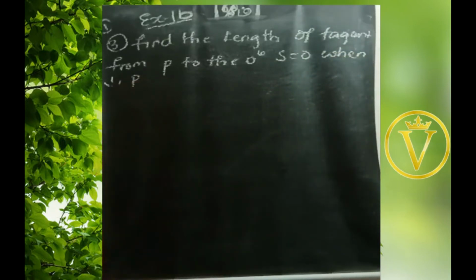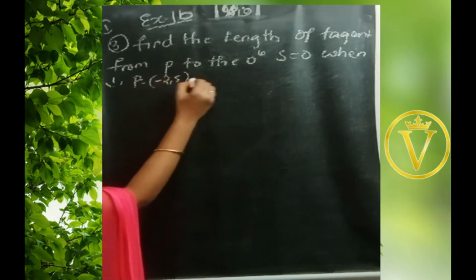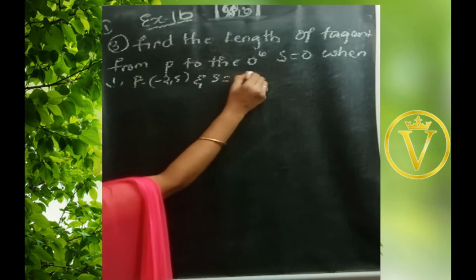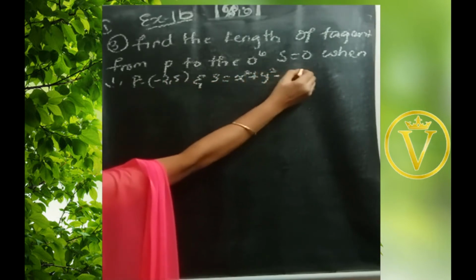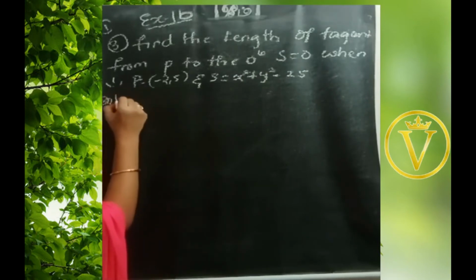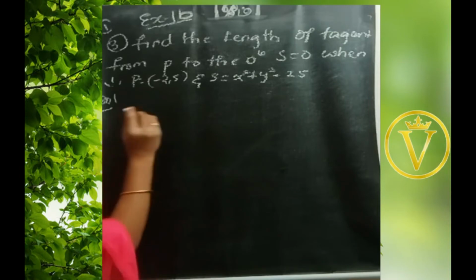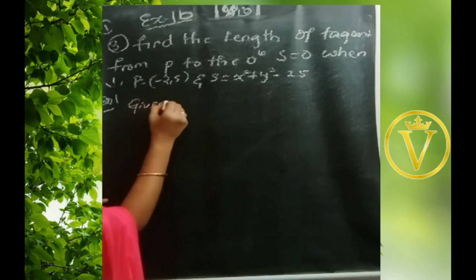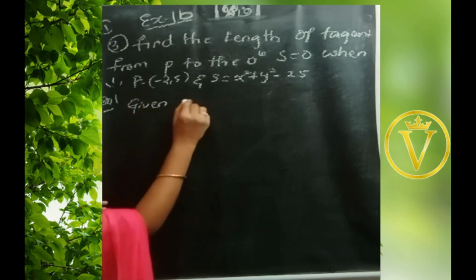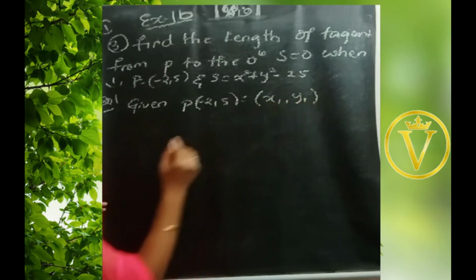If P equals minus 2, 5, that means P point they have given, and S equals x square plus y square minus 25. So this is the question they have given. Now see here, we know the formula for the length of the tangent. In note 3 I have discussed the length of the tangent formula in before section. So first write what is the given question. So given, P point minus 2, 5 is x1, y1.